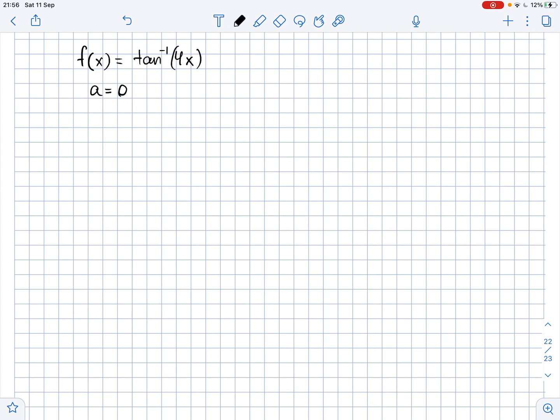So we need to find the Taylor series for the given function centered at a equals 0. We need to write the first three non-zero terms of this series and write it using summation notation.